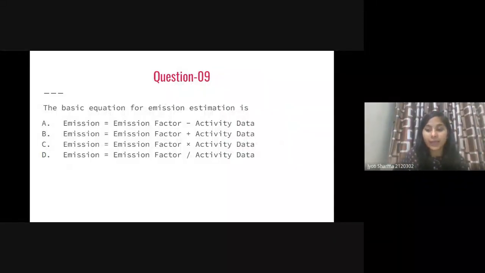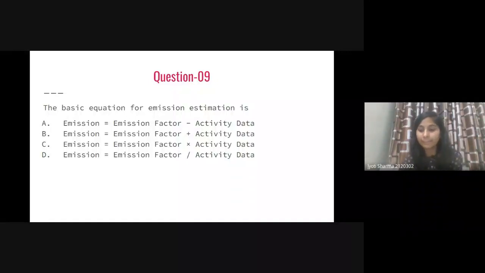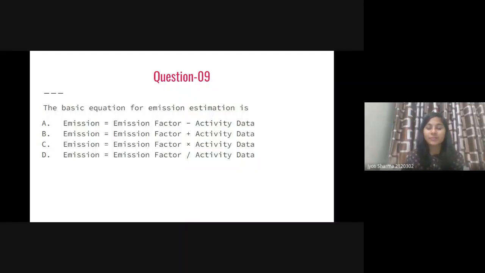Okay, the ninth question we have: the basic equation for emission estimation is, so emission will be equal to what? There is a relation between emission factor and the activity data. Alka gave me answer C. Yes, ma'am, multiplication of emission factor and activity data. Yes, the answer should be C, that is emission factor multiplied by the activity data.